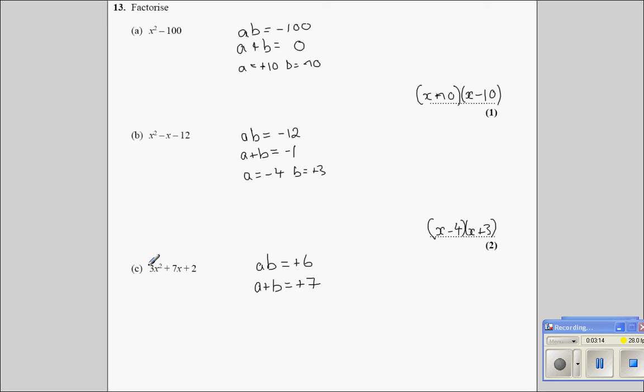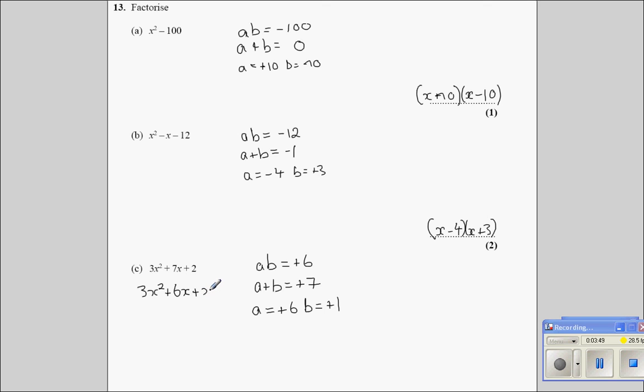The two numbers plus 6 and plus 1, it could be the other way around. Slightly longer this time. I split the middle term plus 7x into plus 6x plus 1x.